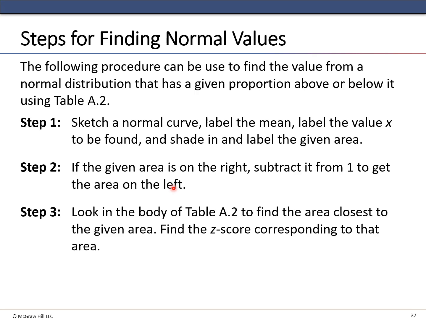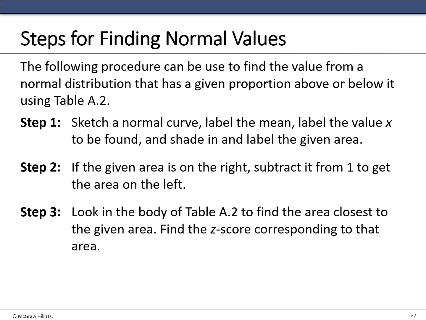And so here, what we're trying to do here is, and I should have started with this, I'm sorry. You're given a proportion, like find a value where 30% of the data is below. So we would look for the value in the table that gives that area. 30% below would be 0.3 or 0.30, whatever.